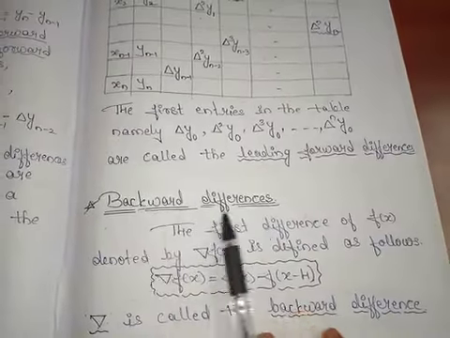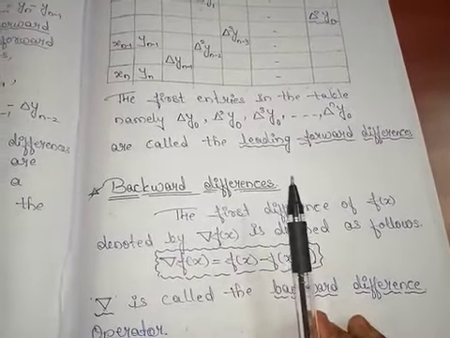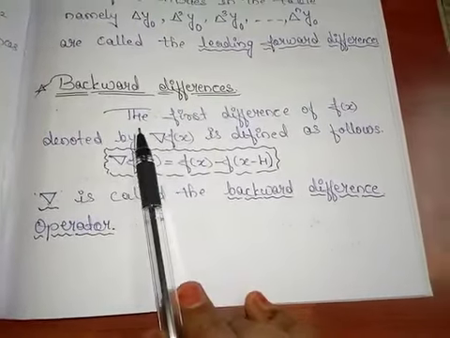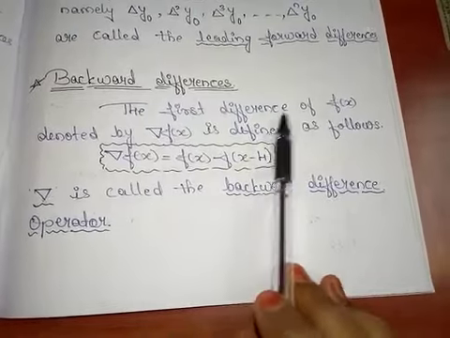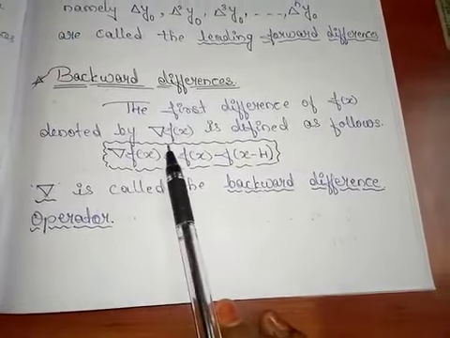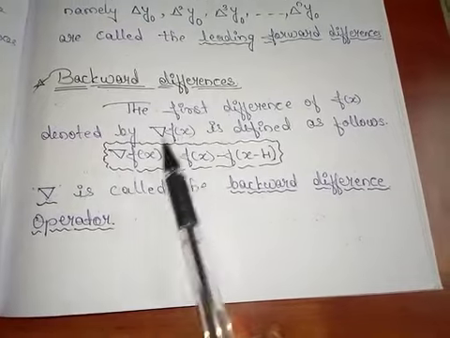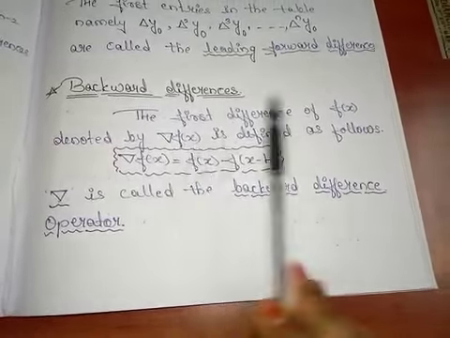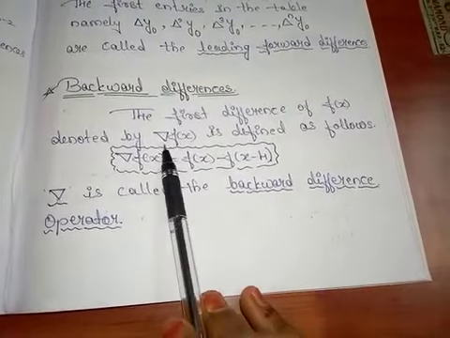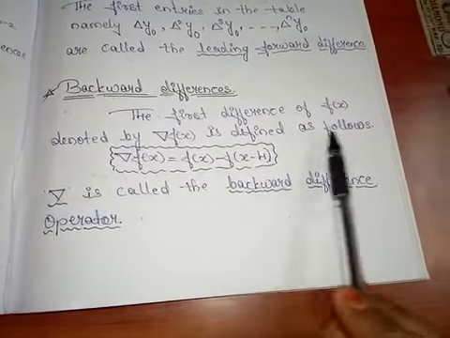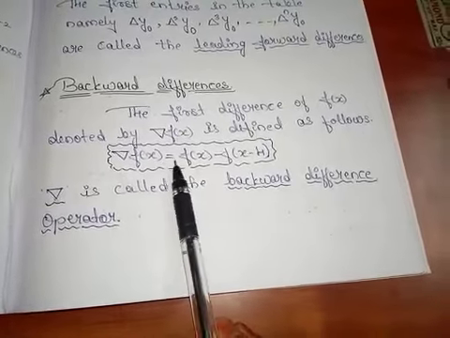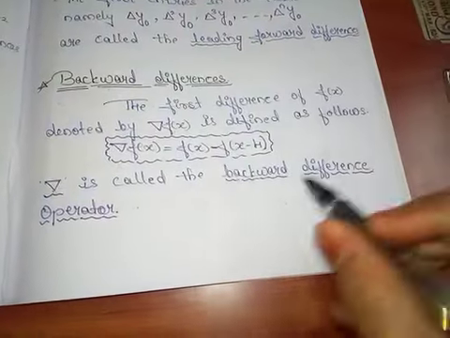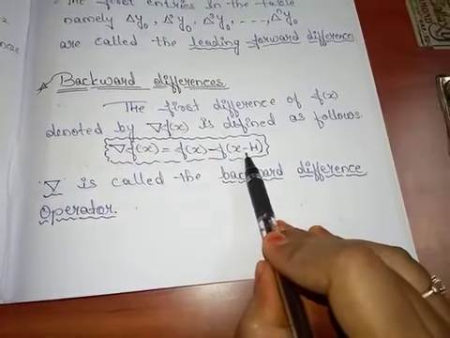Next is backward differences. Let us see the definition of backward differences. The first difference of f of x is denoted by del f of x. Forward difference is denoted by delta f of x, and backward difference is denoted by del f of x. It is defined as follows: del f of x is equal to f of x minus f of x minus h.